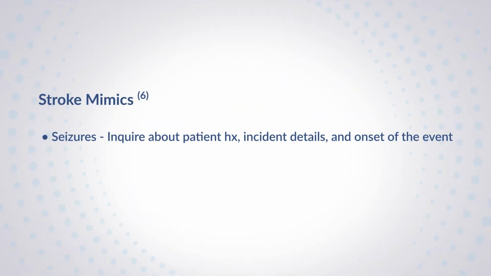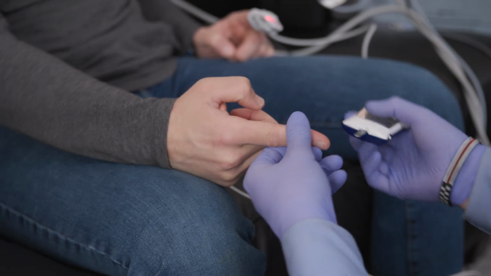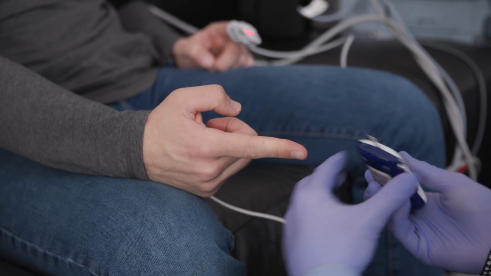Another common stroke mimic is glycemic emergencies. In some instances, hyper or hypoglycemia can acutely affect the brain's function, resulting in confusion, behavioral changes, slurred speech, and even unconsciousness. The easiest way to rule out a glycemic emergency in the field is simple. Take the patient's blood sugar, along with their other vitals.